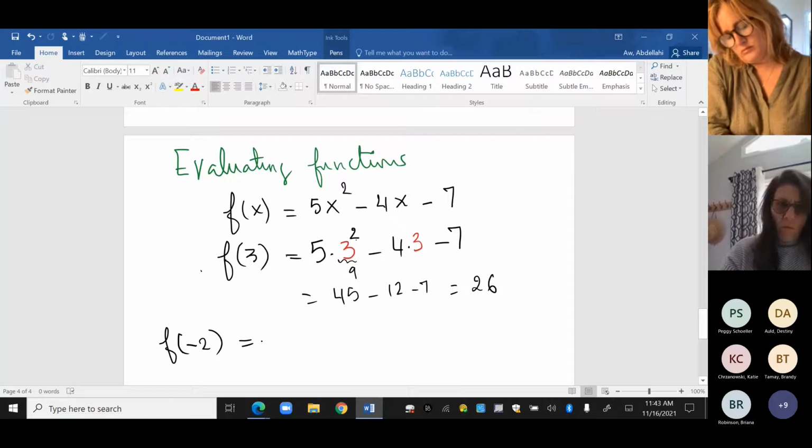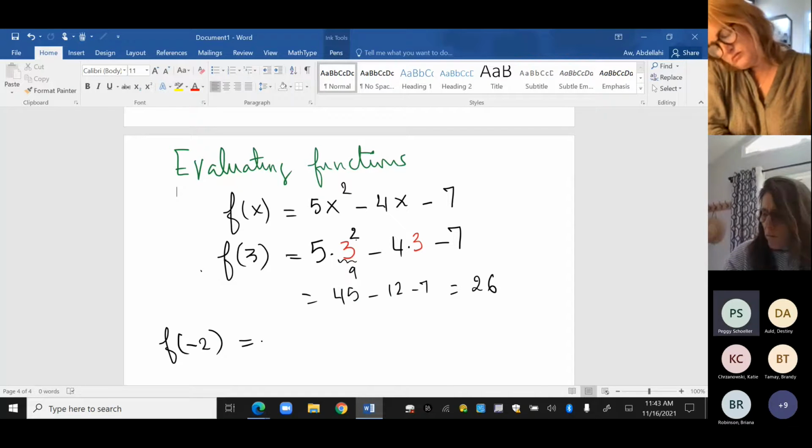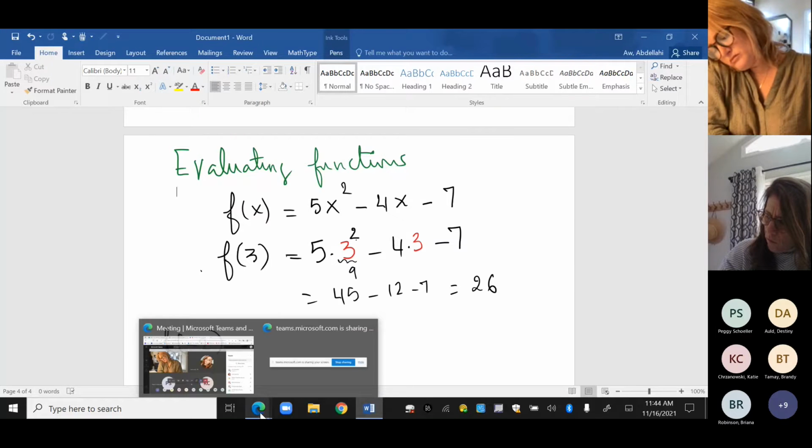How much is f of negative 2? I'm going to give everybody a minute or a couple of minutes to do the substitution and do the calculation and see what number you get at the end. So we're going to compare our answers.